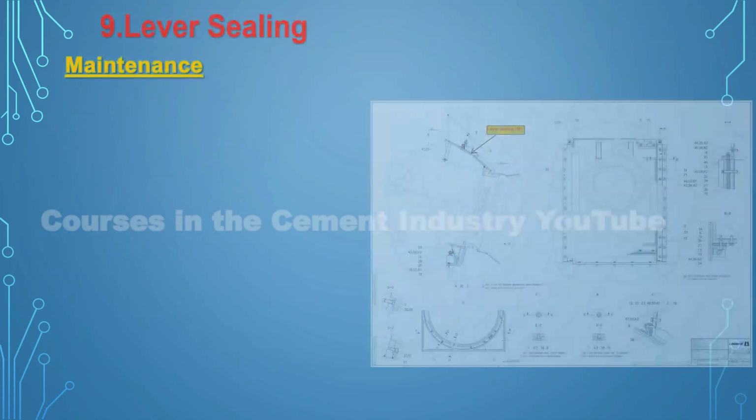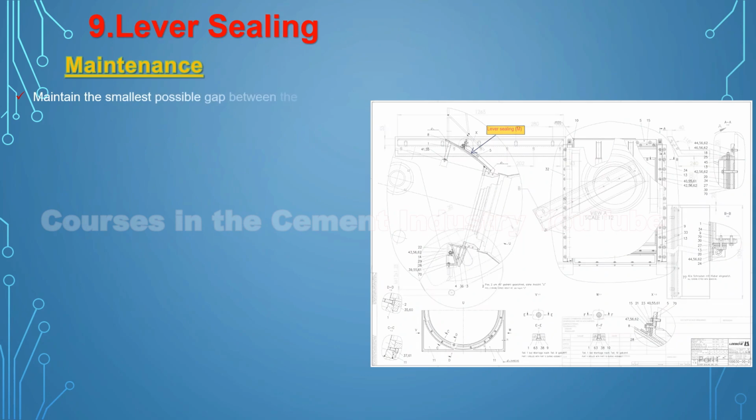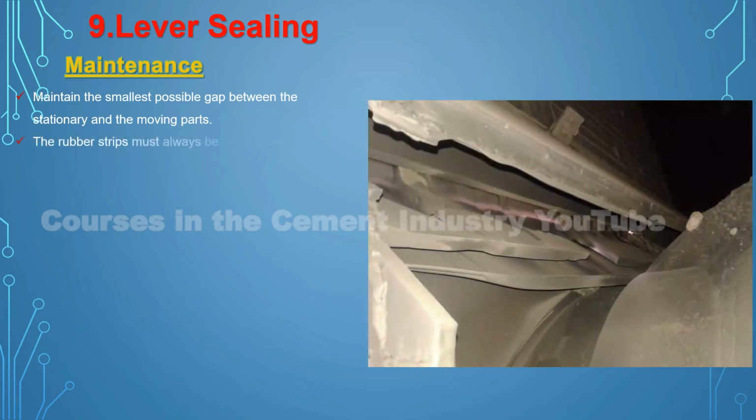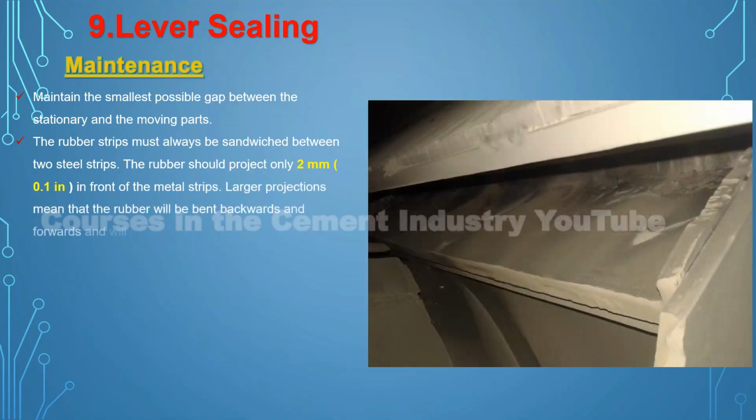Maintenance for lever sealing. 1. Maintain the smallest possible gap between the stationary and the moving parts. 2. The rubber strips must always be sandwiched between two steel strips. The rubber should project only 2 mm in front of the metal strips. Larger projections mean that the rubber will be bent backwards and forwards and will break due to fatigue.